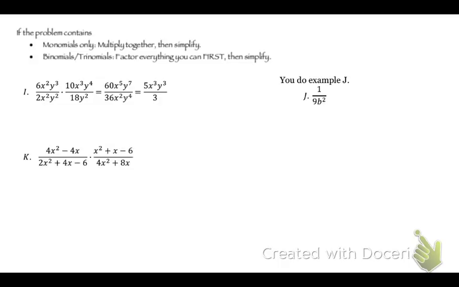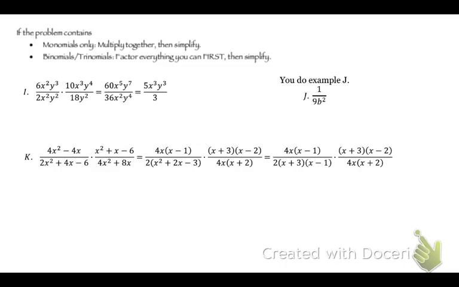Let's look at K. So now we have binomials and trinomials here. So let's factor everything as far as we can factor it. So we have 4x, x minus 1, and that's over... We're just going to take out the GCF first. So 2x squared plus 2x minus 3. That top right there factors to x plus 3, x minus 2. The bottom, we could take out a 4x, and you're left with x plus 2. Then that bottom part factors to x plus 3 and x minus 1.